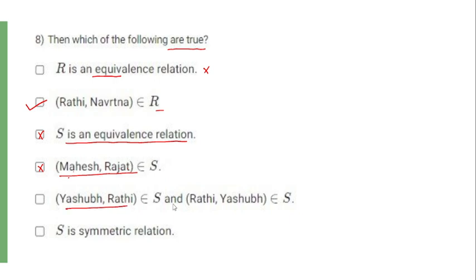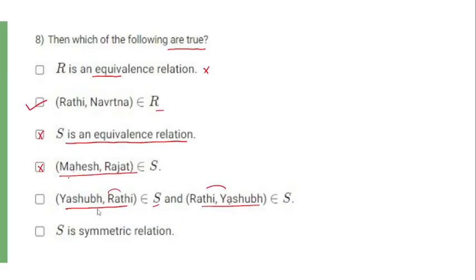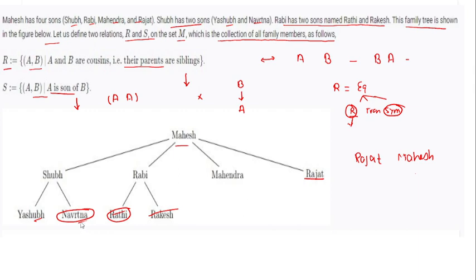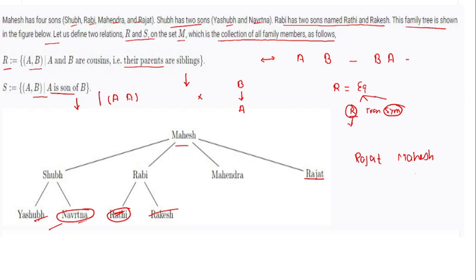Yashub and Rathi should belong to S. Basically, these guys are cousins. Yashub, Rathi, Rathi, Yashub: these are cousins, not a relation of father and son. So that's why this is incorrect. S is a unidirectional relation, so it is not symmetric.